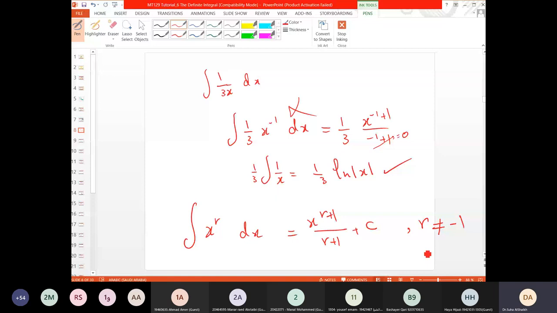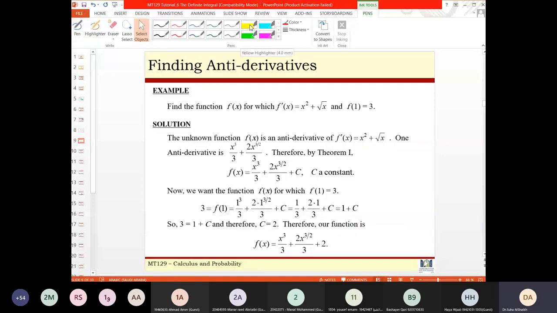I hope this is clear. Good. So we have this example. They are giving me this question. They didn't say integration or anything. They say find f of x if f dash is equal to this, and if f at 1 is equal to 3.